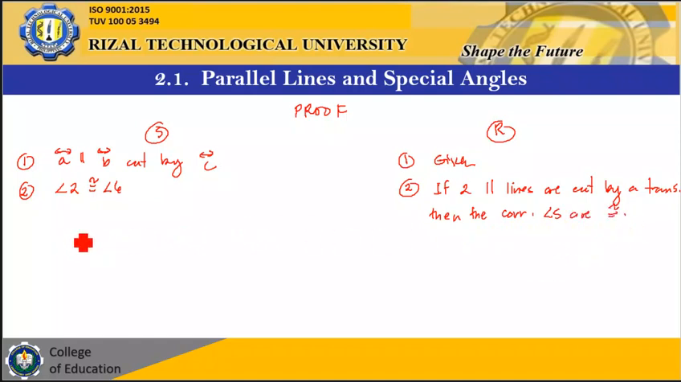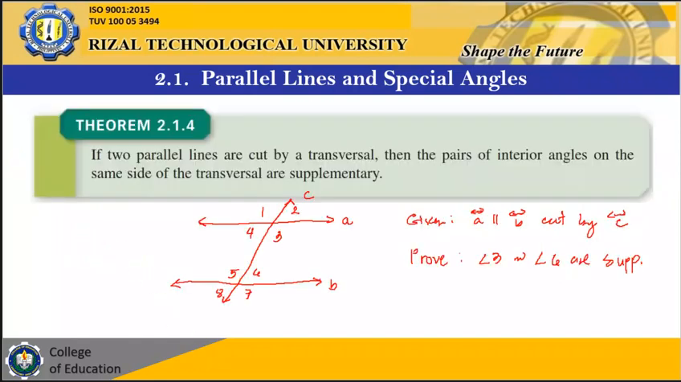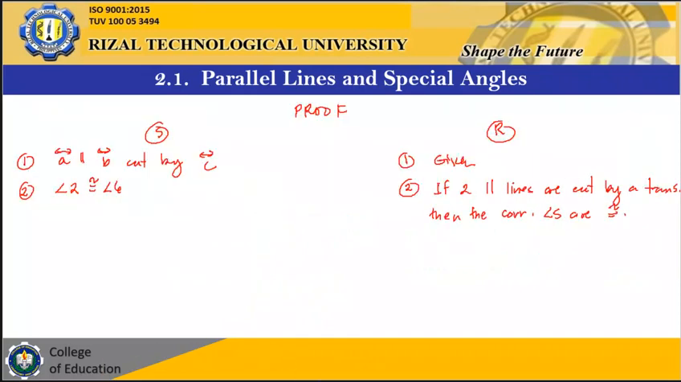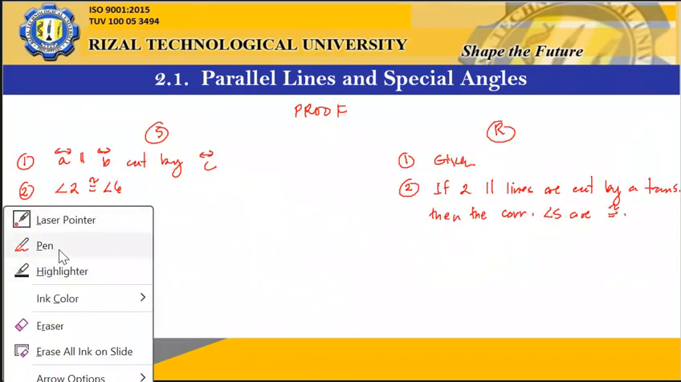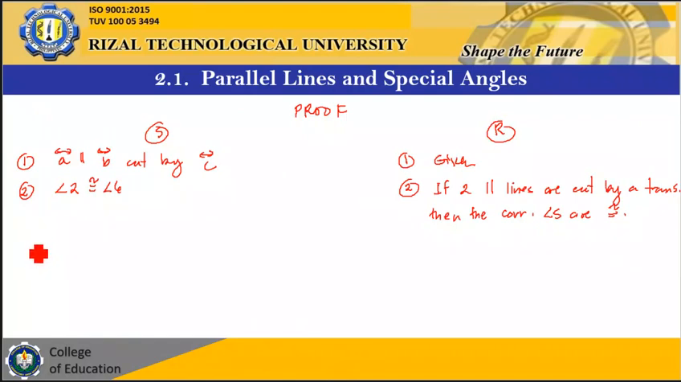Okay, next, from the figure as well, we can see here that angle 2 is congruent to angle 4, because angle 2 and angle 4 are vertical angles. So let's write it here. Angle 2 is congruent to angle 4. Okay, this is the vertical angles theorem.